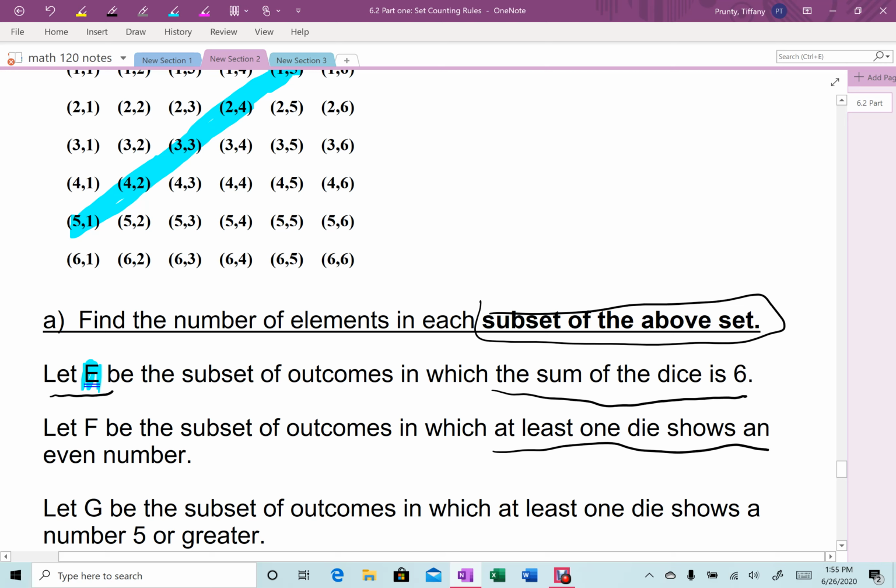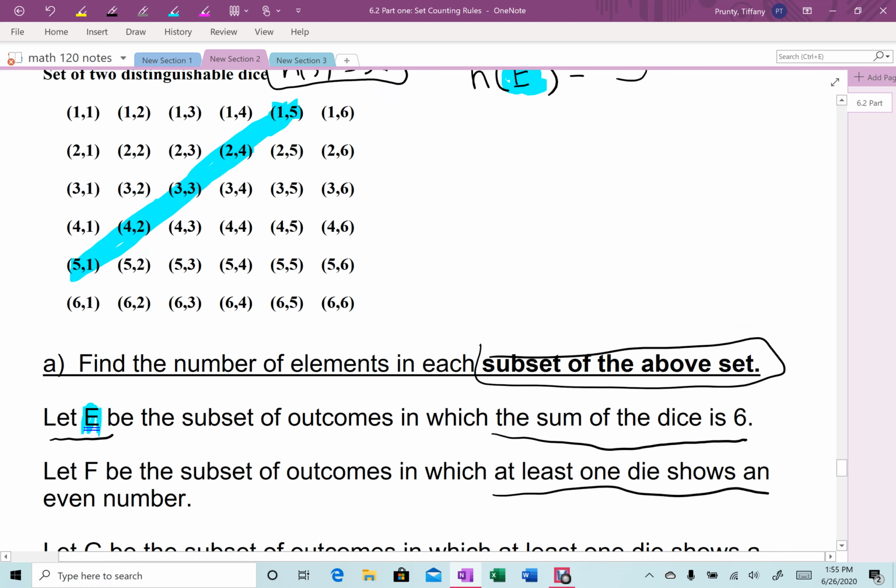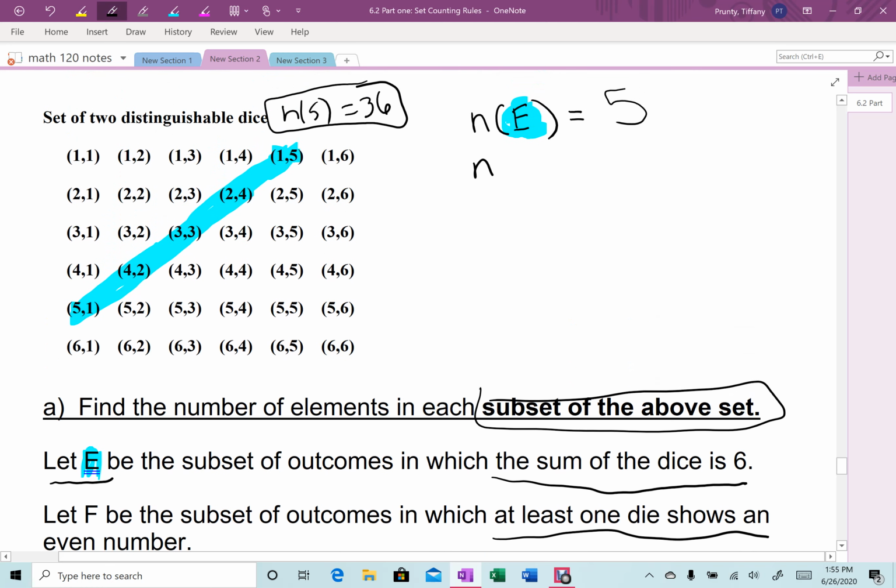Or more would just mean both dice show an even number. Alright, so F is a fairly large set. It's actually easier to find the complement of F. So I'm going to write out what the complement of F is.